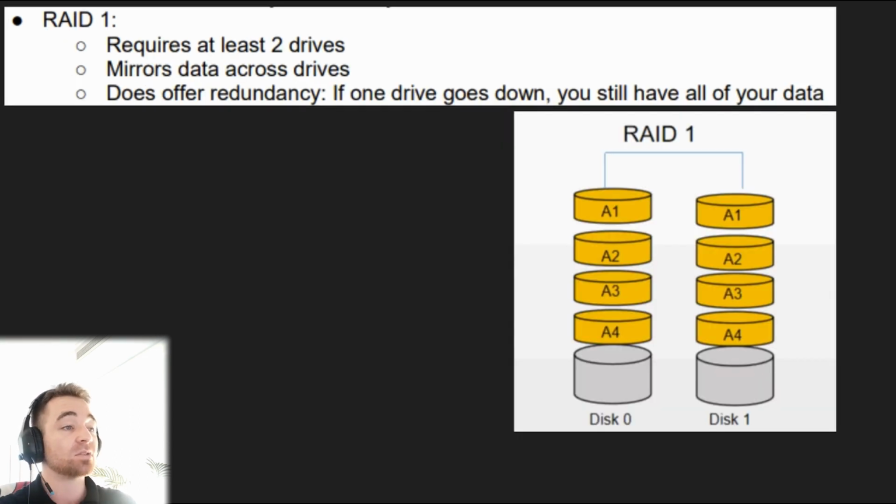Compared to RAID 1, again, you need at least 2 drives for this to work. This doesn't do striping, but instead it mirrors data across drives. If we take a look at this image, in this one you've got A1, and the other one an exact copy A1. Over here A2, and over here an exact copy A2. So if this drive goes down, you still have a copy of that data. It's offering redundancy. You do not have the efficiency of striping, but you have redundancy in case one goes down. If one drive goes down, you still have all of your data. That is RAID 1, okay?